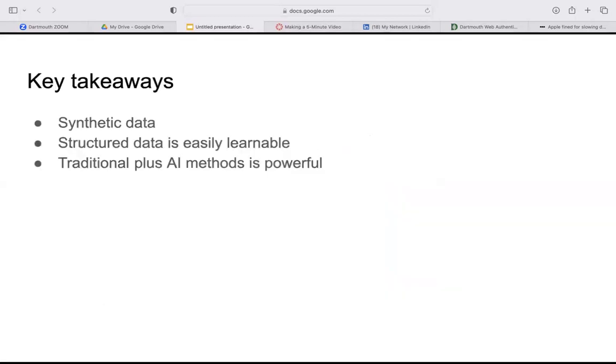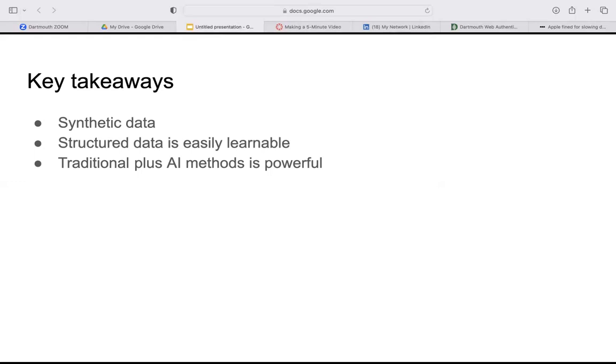So there's a few key takeaways. First is that synthetic data works really well. One, because you can generate a lot of it, and two, because it's very structured and there's not a lot of error involved, which allows the language model to easily learn patterns.